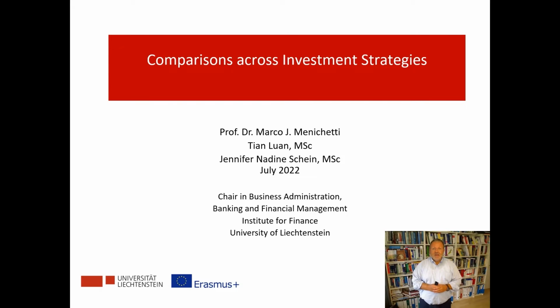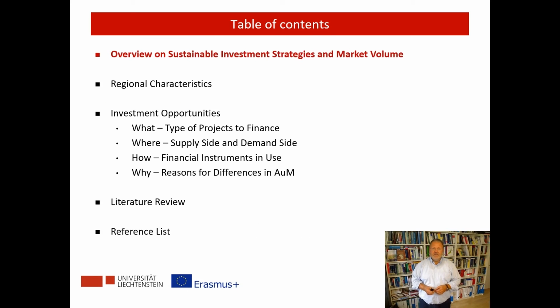Very interesting chapter. So let us have a look at the table of contents. You see the overview on sustainable investment strategies and market volume. Then we switch to regional characteristics, which is very short, and then a long chapter on investment opportunities. In this chapter, investment opportunities, we go through questions. You see it: what, where, how, and why. And then we have a literature review, and at the end, a look at the reference list.